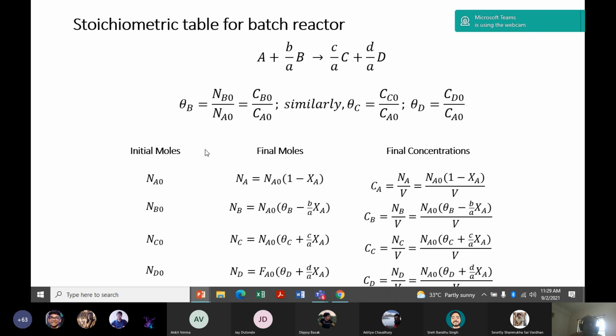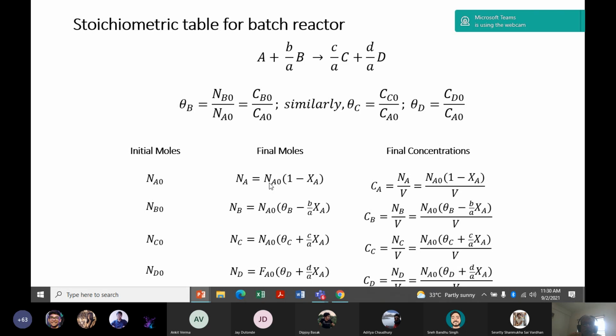In the Levenspiel book it is not available. In Fogler you will find the mole change as another column. I have deleted that column because there is no need to explain it. What is the mole change? Minus Na0 X for the case of A. So if we consider the mole change, then Na is equal to Na0 times 1 minus Xa.